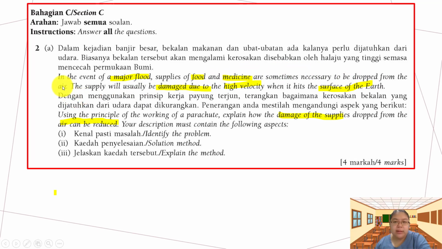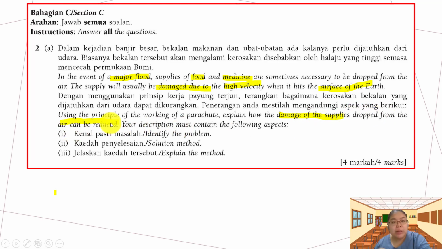Because you take the helicopter from the area, after that you drop. So this supply will usually be damaged due to the high velocity when it hits the surface of the earth. So from here they say you must use the principle of working of the parachute. Explain how the damage of the supply drop from the air can be reduced.